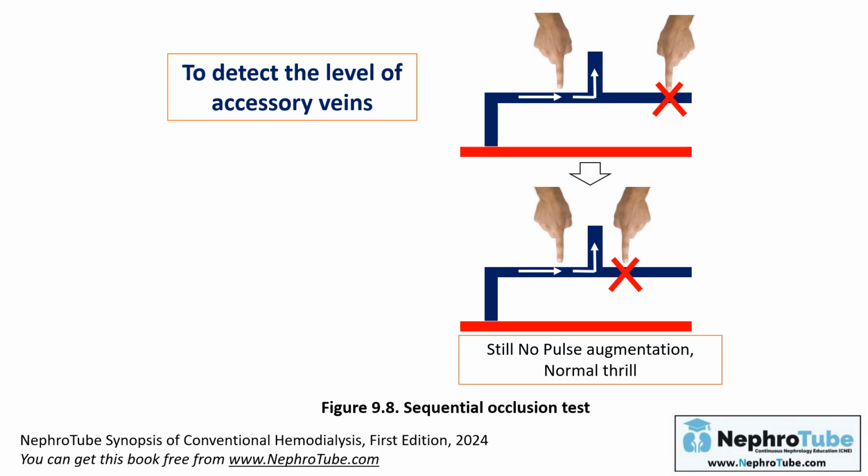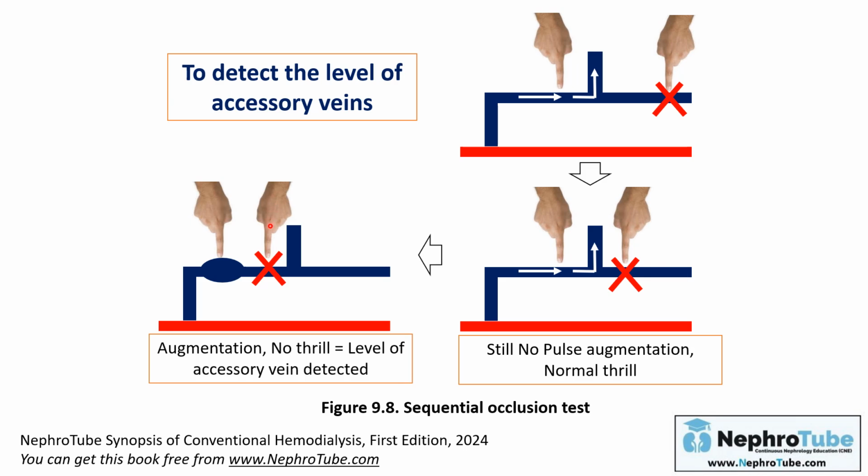If you are still feeling no augmentation and thrill in the other finger here, then you haven't occluded the accessory vein yet. If after the occlusion you feel here thrill and pulse augmentation, then your hand has just passed the site of the collaterals. So you can detect the level of collaterals by this sequential occlusion test, and you can send your patient for evaluation of these collaterals and for their ligation, as we will mention in the coming lecture.